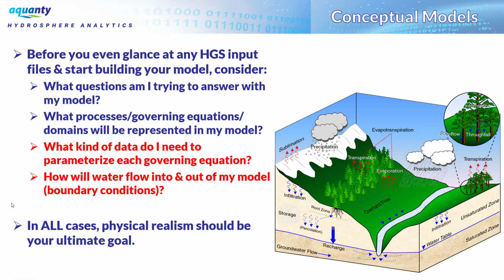So once you've addressed those basic questions about what your model is meant to do and what kind of governing equations and processes are going to be built into it, it's going to help you understand as well what kind of parameters need to be built into the model, which different material types and the parameters that go into the governing equations. And then we also want to talk a little bit about boundary conditions as well, because it's going to be impossible to converge on a model that has completely unrealistic boundary conditions.